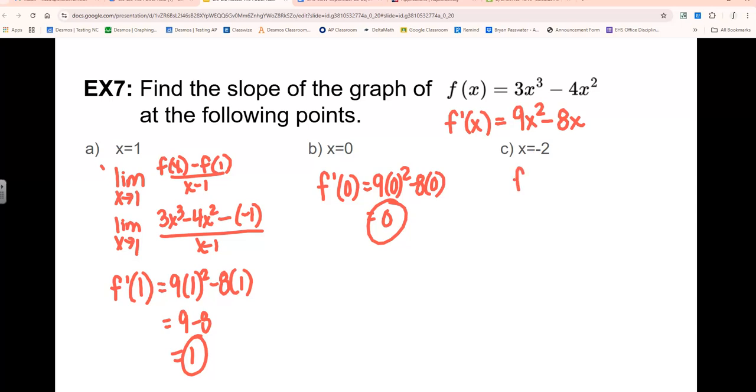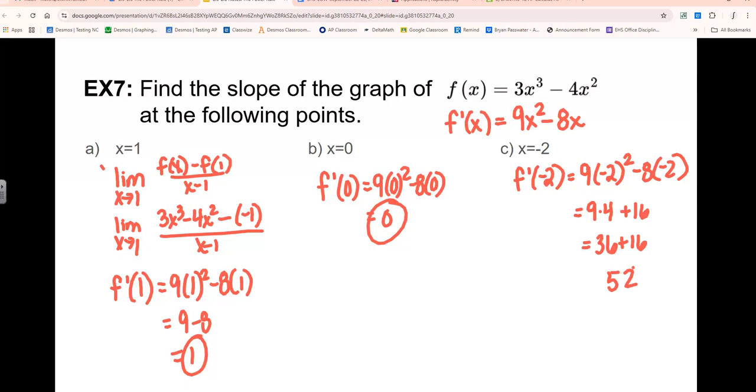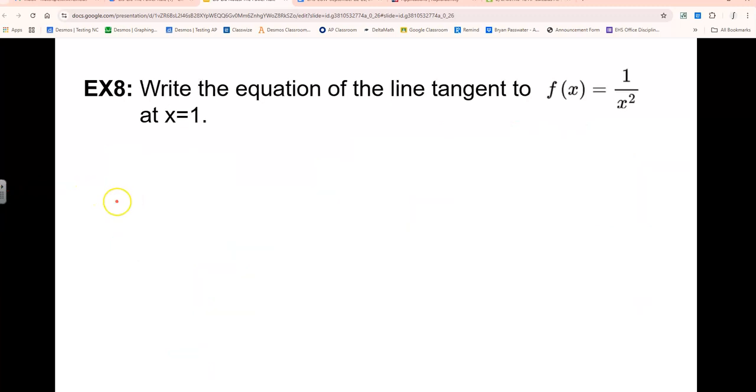And if I want to find f prime of negative 2, I have 9 times negative 2 squared minus 8 times negative 2. And that would be 9 times 4 plus 16, so 36 plus 16 is going to give us 52 for our answer. So much easier, right? So much easier. All right, so this is going to make tangent line problems much easier.